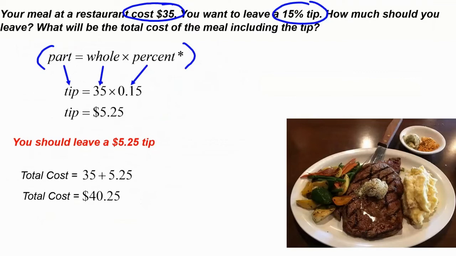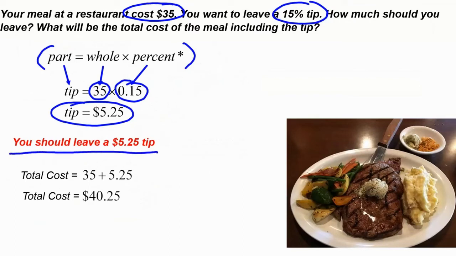So the cost of our meal was $35, and we want to find 15% of that, so that's 0.15 as a decimal. And then when I multiply those together, I get 5.25, so that's $5.25 that we want to leave for a tip. So we should leave a $5.25 tip if we want to leave a 15% tip. So the total cost of the meal will be the cost of the meal plus the tip, and that's going to be $40.25. So you can see that's very similar to calculating a tax, but it's a tip instead of a tax, calculated the exact same way. So I'm just going to do one example of that.